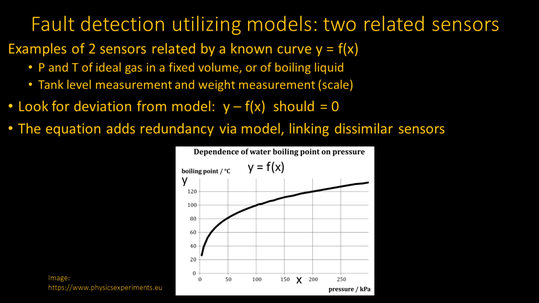So this is an example of adding redundancy to your system. You're introducing a second dissimilar sensor, but you're also introducing an extra equation to tie it to the others. The equation adds redundancy.